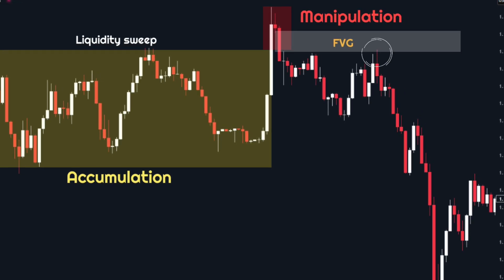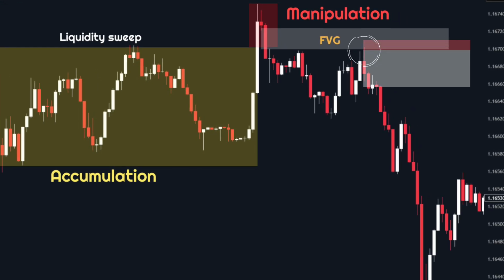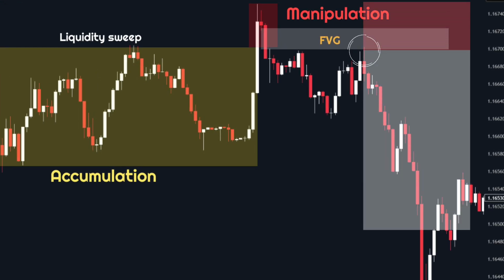Wait for price to retrace into that zone. Place your entry. Stops go beyond the manipulation high or low. Targets should be liquidity pools or structural highs and lows in line with expansion.